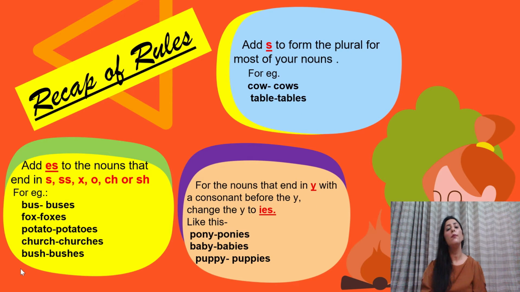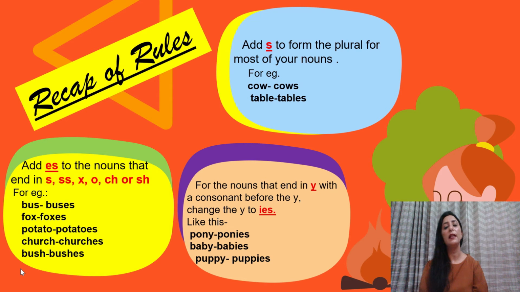So bush becomes bushes. Now coming to rule number 3, for the nouns that end in y with a consonant before the y, change the y into ies. Now whenever the word is ending with y and before y there's a consonant, we'll cut y and add ies to form its plural form. Let's see some examples. Now the word pony. The word pony is ending with y and before y we can see there's a consonant n. So we'll cut y and add ies in place of y to form its plural form. So pony becomes ponies.